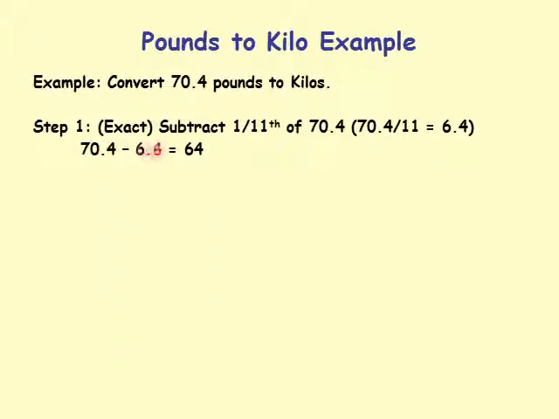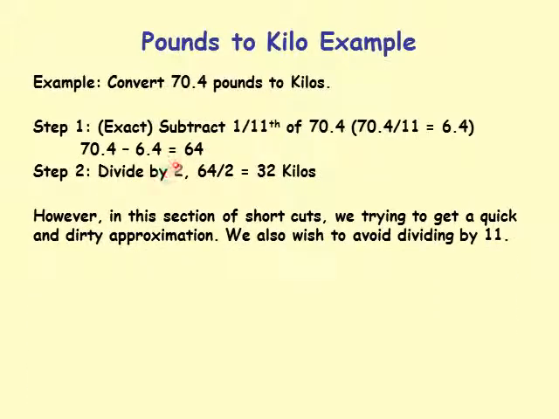70.4 minus 6.4 is 64. Next step is divide by 2. We just use the reversal method. First we subtract, then we divide. 64 divided by 2 is 32. So we got back to 32 kilograms of the previous example.